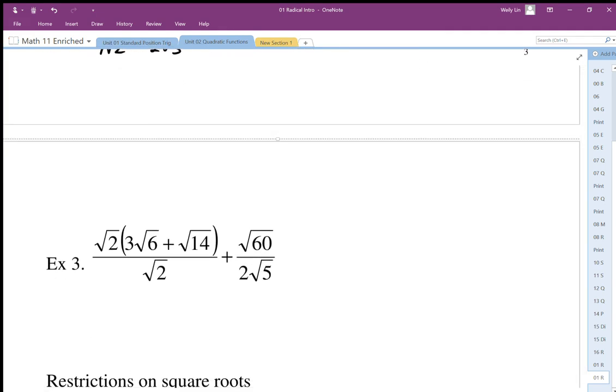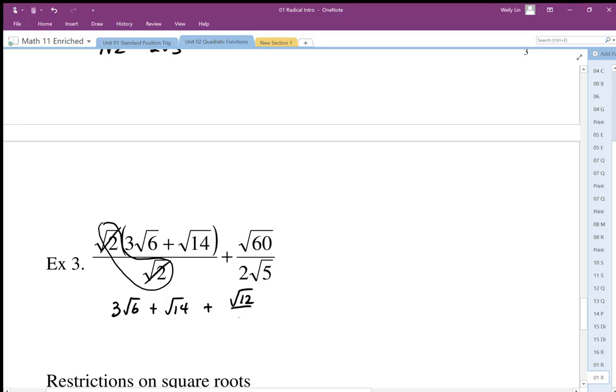Here again, we want to simplify the radicals when we can. Okay, we could distribute first, but it's probably easier to just get rid of this times root 2, divide root 2. Well, times root 2 and divide root 2 will just undo each other. And so we're just going to be left with 3 root 6 plus root 14 plus, okay, well, this is radical with radical, so root 60 divided by root 5 is going to be root 12 over 2.